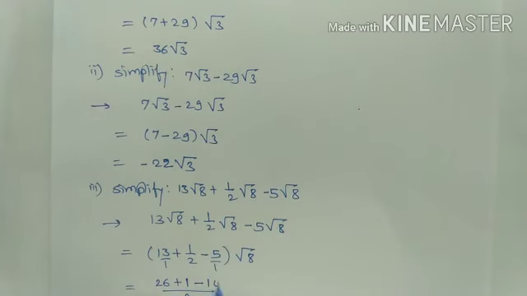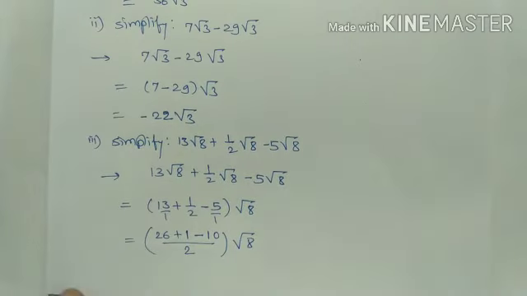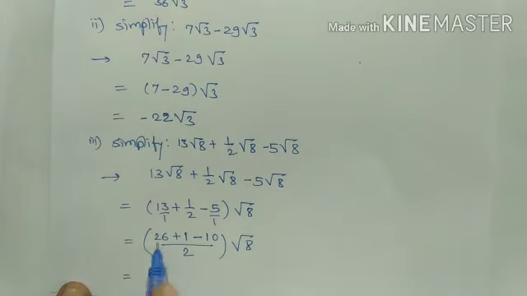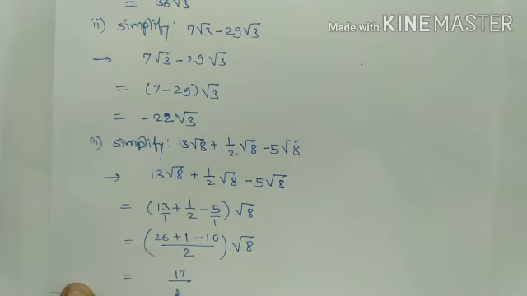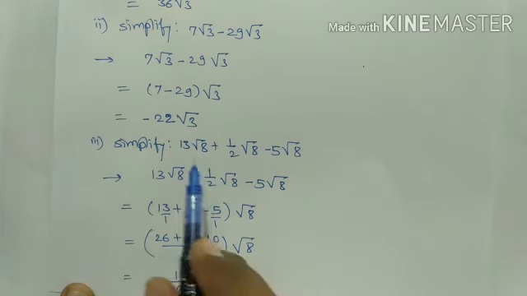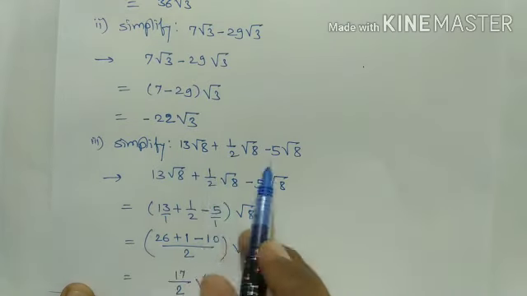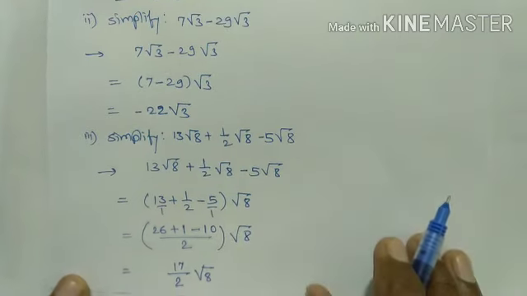This 5 times 2 is 10 root 8. This equals to 26 plus 1, 27 minus 10 that is 17. The 17 upon 2 root 8. This is the simplification of the given surds. It has addition as well as subtraction. We have combined both these operations here.